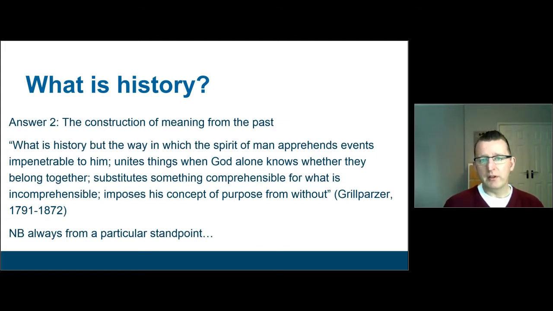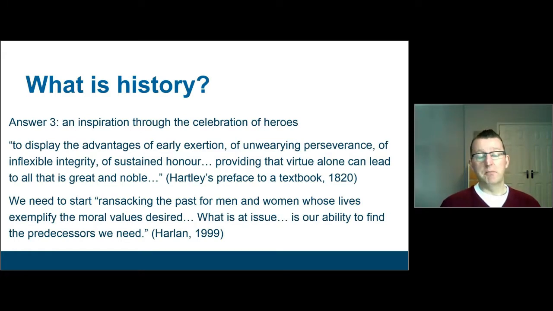And the other important thing to bear in mind there is that it's always from a standpoint. So whereas the first people we looked at had this notion that history could be objective and that the historian just reflected back reality, the moment we move into thinking about history as a constructed account, then we move into the notion of the historian as someone who is constructing something. So we give the historian agency. So the third answer might be, for different people, history is an inspiration to ourselves and people around us through celebrating the lives of heroes.